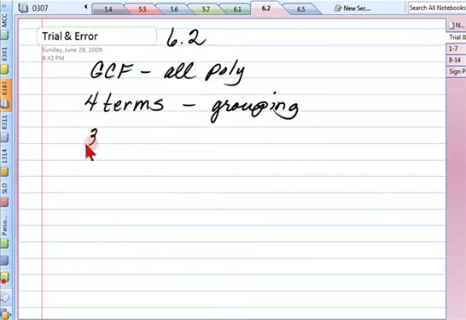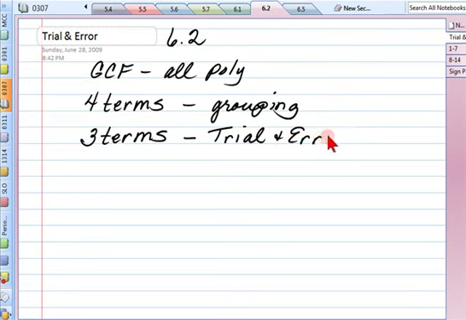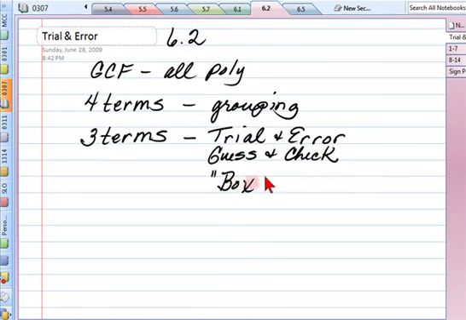This section is about polynomials that have 3 terms, and I'll refer to them as trinomials. We will use a method called trial and error. Some teachers call it guess and check. And there are teachers that teach this by something called the box method.